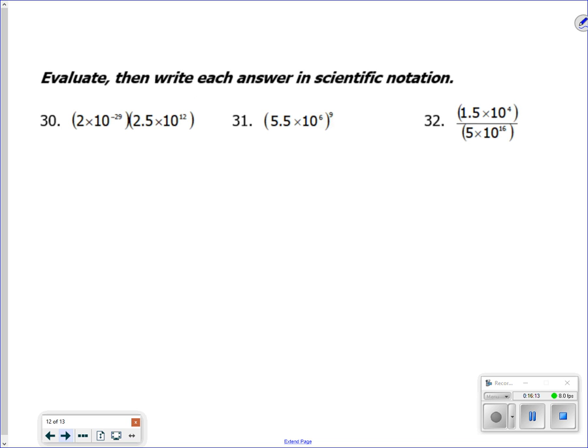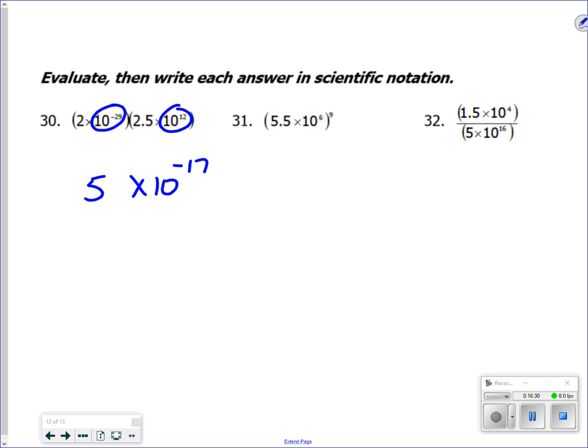Last but not least, we're going to now do some operations with scientific notation. So the 2 and the 2.5, I'd pull out my calculator and multiply those two together. 10 to the negative 29th and 10 to the 12th. By rule, I would add their exponents, so I get 10 to the negative 17th.